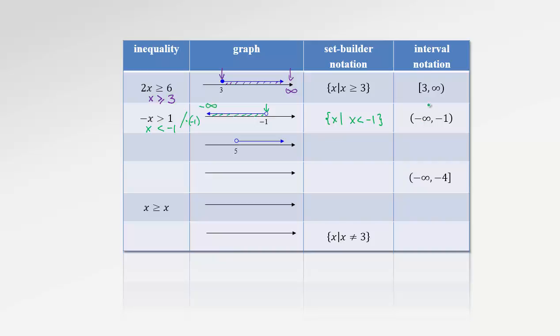One more remark. If we need to indicate positive infinity, we don't need to actually write the plus. It is assumed that if we don't write any sign, the infinity is positive. But if we want to indicate negative infinity, the negative needs to be written here. For both positive and negative infinities, we always use round bracket because there is no last point. Okay, let's look at the next example.